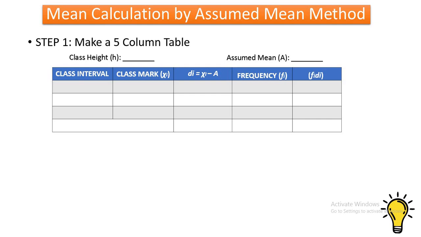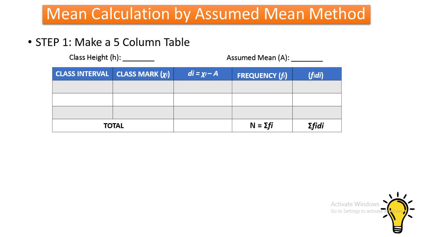Now is our table ready? No students, you have to calculate the totals as well. Now what do we total over here? We always total the frequency, which is denoted by capital N or summation of fi. All the frequencies have to be added over here. Similarly, you will add all the values of fidi over here. Now once your table is ready, you go for the second step.